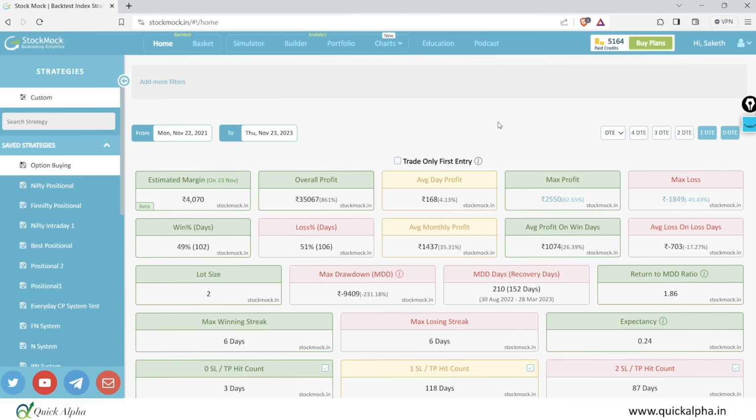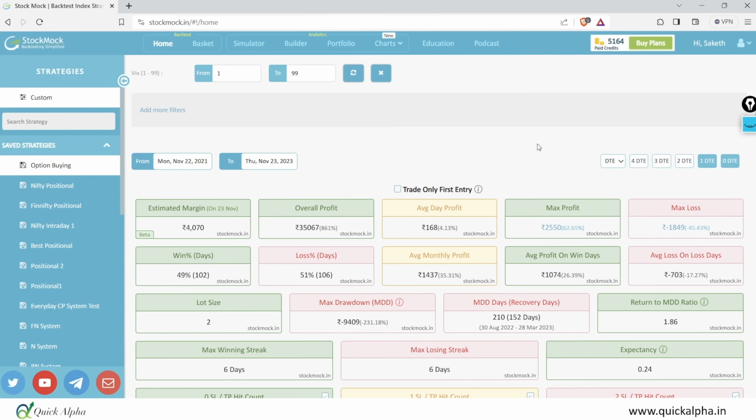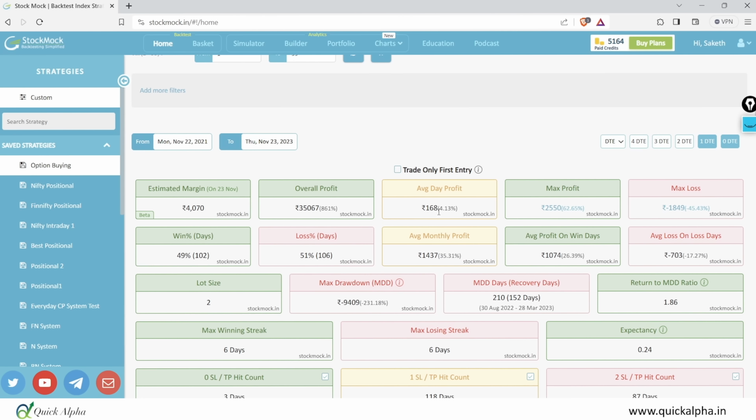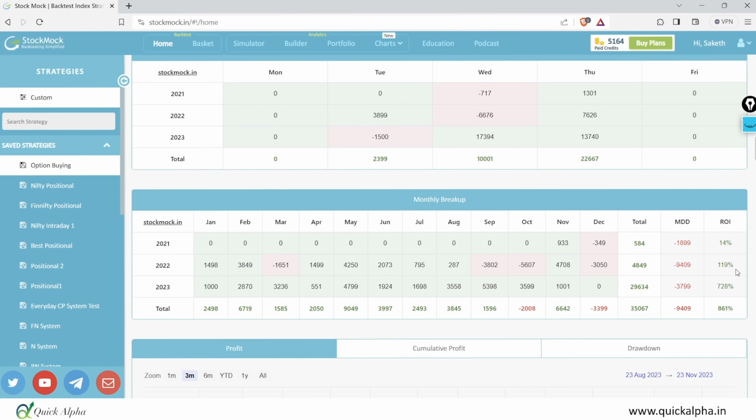Now comes the final part and the most important part, that is further optimizing this system to make the best version of its own. So right over here, you can see that this system was performing really well when the VIX was actually low. And once the VIX became high, the system performance started to deplete. So we can see that quite clearly right over here.